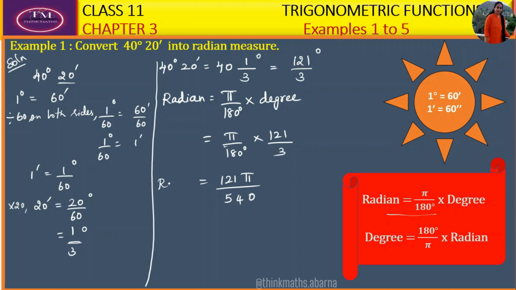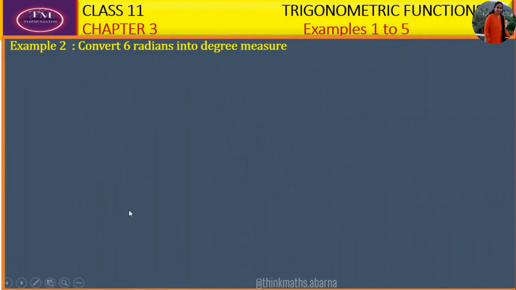So radian can be expressed in terms of pi. If they give the pi value as 3.14 or 22 by 7, we have to substitute the value of pi and find out the radian value, or you can express this in terms of pi. Radian equals 121 pi by 540. So this is the solution for example 1. Now we will move to example 2 in the next page.